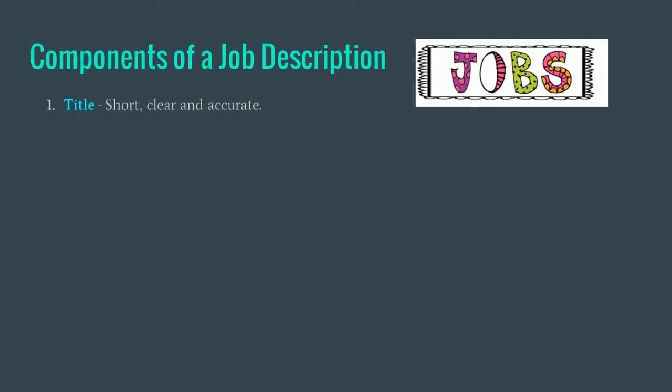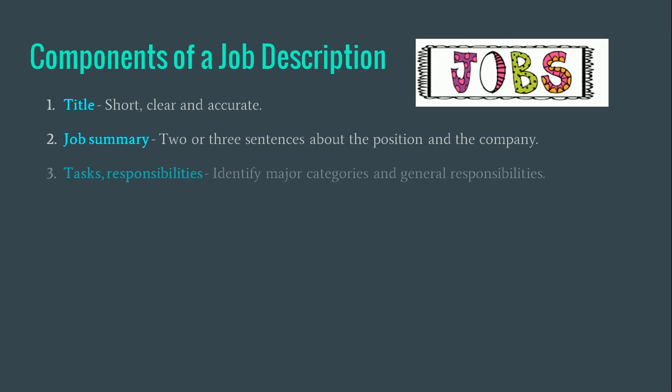It is composed of, number one, the title. It's usually a short, clear, and accurate phrase, usually just one or two words. Number two is the job summary. These are two or three sentences about the position and the company. It's usually at the topmost of the job description, next to the title.